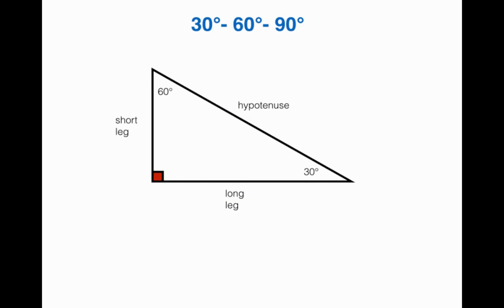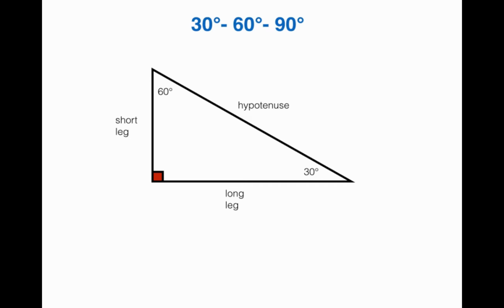The next one on our list is called a 30, 60, 90. Now this one's different in several ways. Well, first of all, the angles are different, 30, 60, and 90. But there's another way. It's not isosceles, which means one leg is shorter than the other leg. So what we have here is a short leg, a long leg, and a hypotenuse.